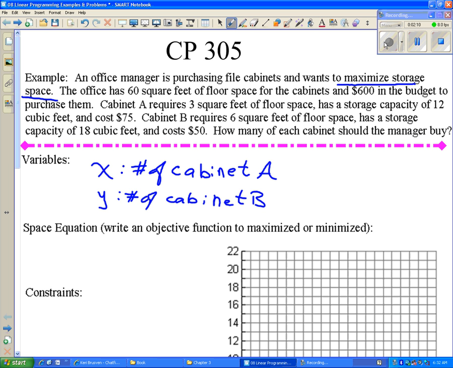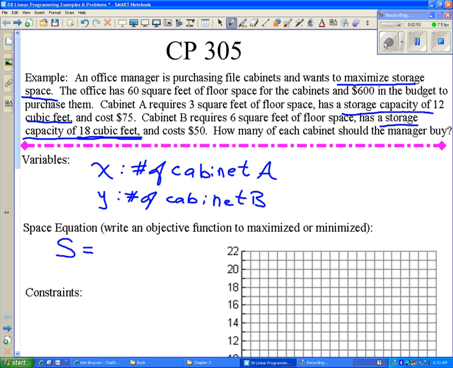But what is my objective function? As we've been saying, we usually use C, but since we're talking about space, this is going to be S. S is my amount of space. How much space? What is talking about space? Well, I have a storage capacity of 12 cubic feet in cabinet A and a storage capacity of 18 cubic feet in cabinet B.